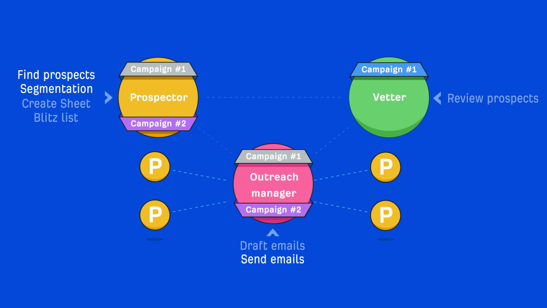Now, while the vetting and outreach were happening, the prospector likely finished their work on the second campaign. They would have assigned more email templates to the outreach manager, and the vetter would also start working on this campaign too. And the cycle will continue, where the prospector picks up the next campaign or brainstorms more opportunities, and the system will continue to operate like a well-oiled machine.